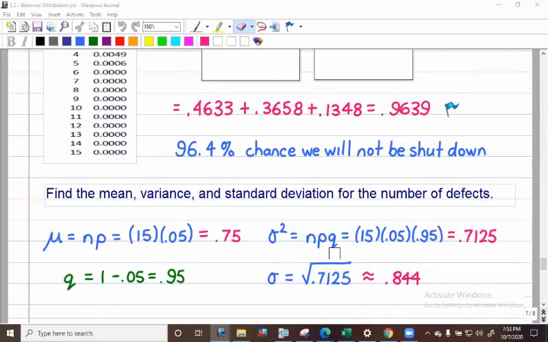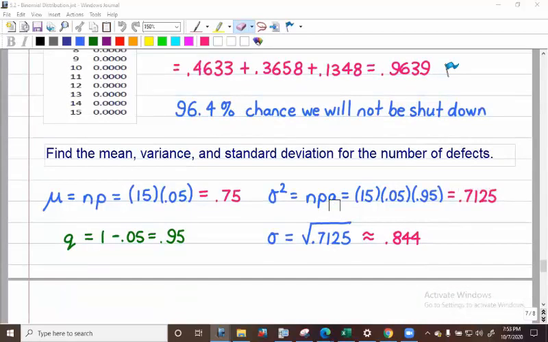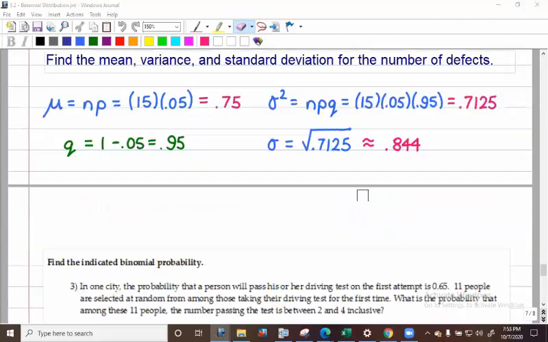Okay, here's the mean, variance, and standard deviation. All right, that's easy enough. I'll just skip over that one for time purposes because we're going to go to the homework and look at one.